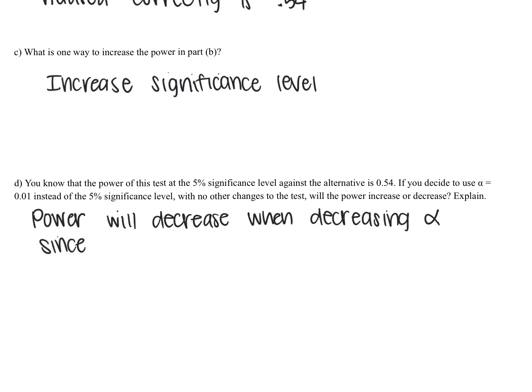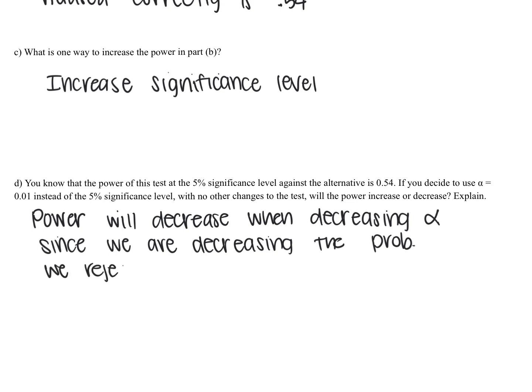since we are decreasing the probability we reject H naught completely. So remember, if we decrease alpha, we're more likely to create a type 2, more likely to perform a type 2 error, which is failing to reject when we should have rejected.